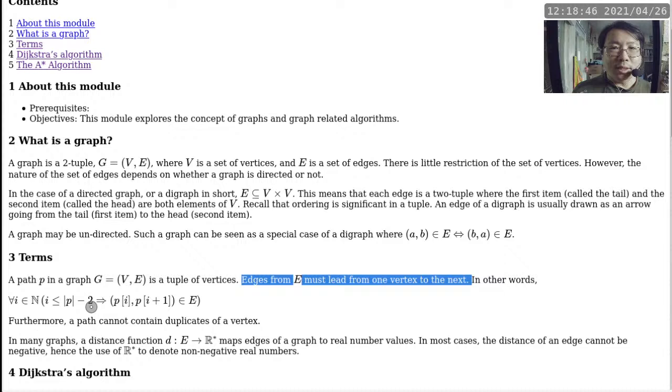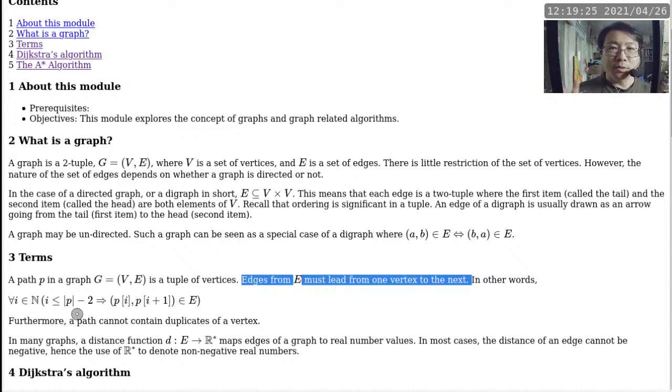The reason why that is the case is, as long as i meets this requirement, let's talk about the second part. The second part says, if i is a valid index from the first item in the path all the way to the second last item of the path, then we better make sure that the two-tuple of p[i] and p[i+1], which is basically just referring to two adjacent items in the tuple of the path, is an element of E, which is an edge.